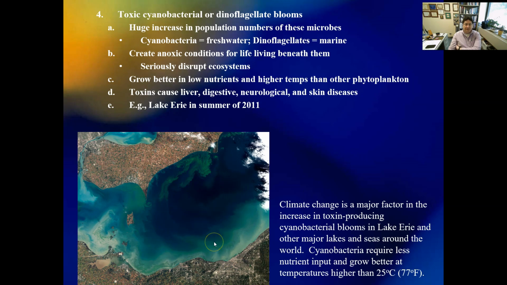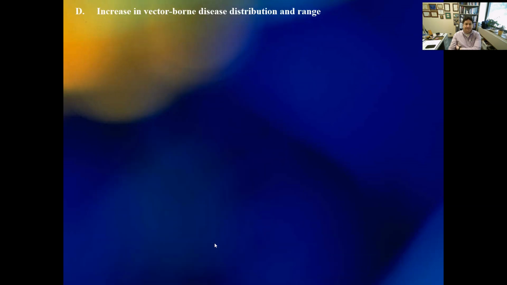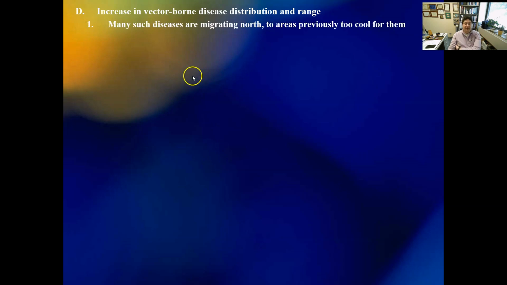Okay? Very, very problematic. And then also, as you might imagine, with rising global temperatures, we see an increase in vector-borne diseases, both in their distribution and their range. Now remember, vector-borne means carried by mainly insects. Now, many vector-borne diseases are migrating north to areas that were previously too cold to sustain those insects.